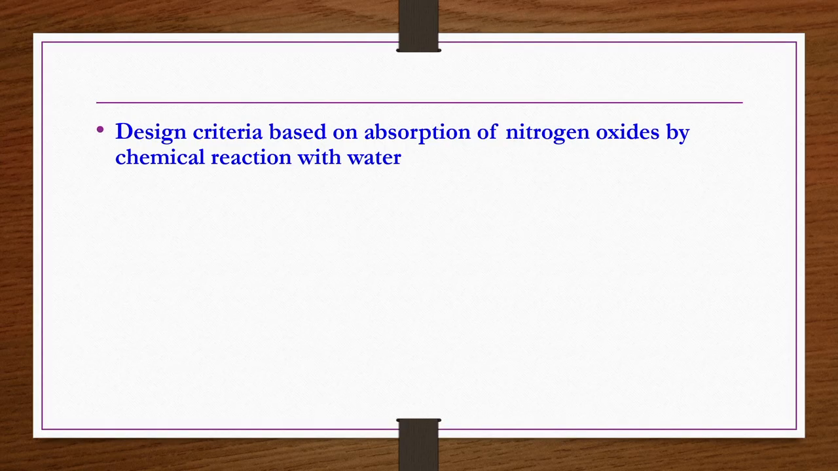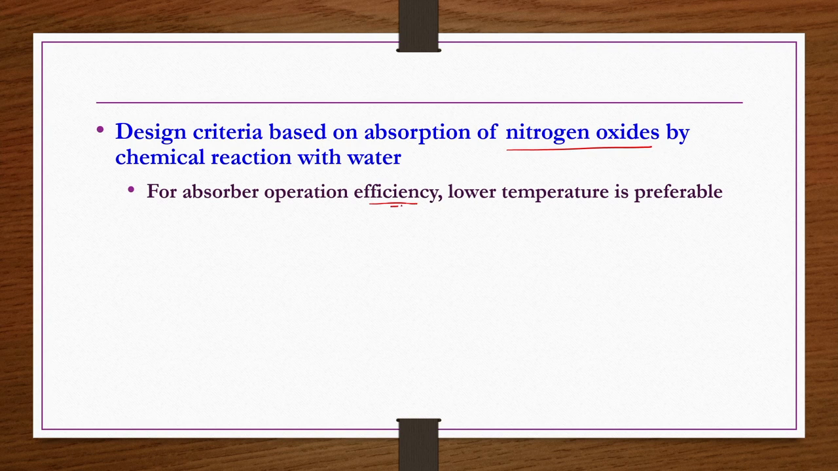Design criteria based on absorption of nitrogen oxides by chemical reaction with water: for absorber operation efficiency, lower temperature is preferable because the equilibrium constants of this NO2 absorption into water, or NO oxidizing into NO2, both of them are actually reversible. So these rates are not very high, the equilibrium constants are not very high. So if the equilibrium constants are not very high, you don't need to unnecessarily use high temperature, high pressure conditions, because that is not going to improve this reaction in any way. The reaction kinetics are like that. So you can operate at low temperature.